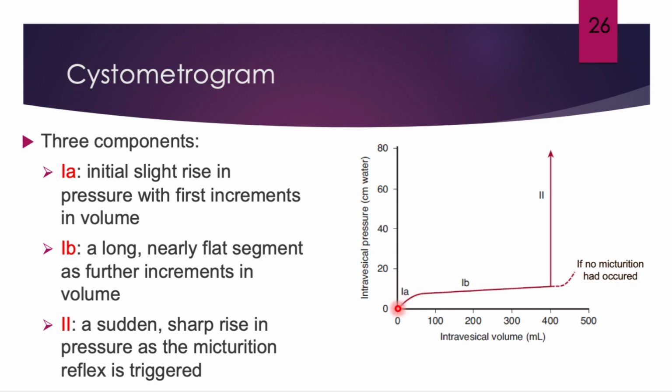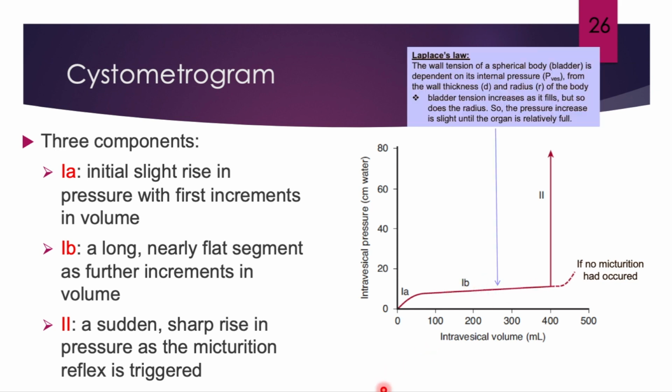1A is the initial slight increase in pressure with first increments in volume. 1B is a long, nearly flat segment with further increments in the intravesical volume. This nearly flat segment is in accordance with the Laplace Law.